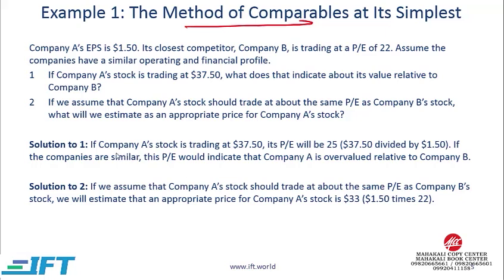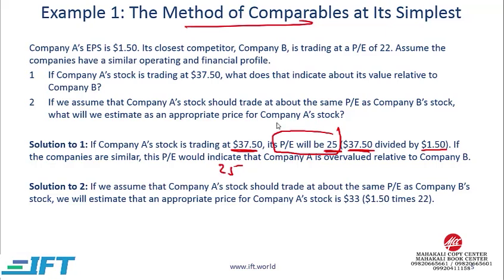So this is what you should get. If company A stock is trading at 37.50, its PE is simply 25. So this is the current market price divided by 1.50. If the companies are similar, this PE should indicate that company A is overvalued relative to B. Why? Because using this method, we are coming up with an actual PE of 25 based on the market price.